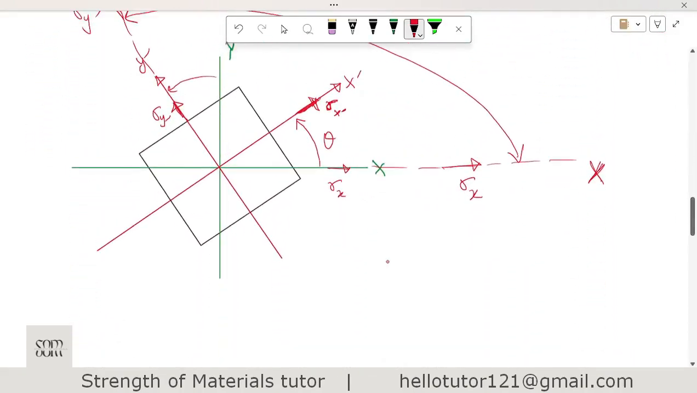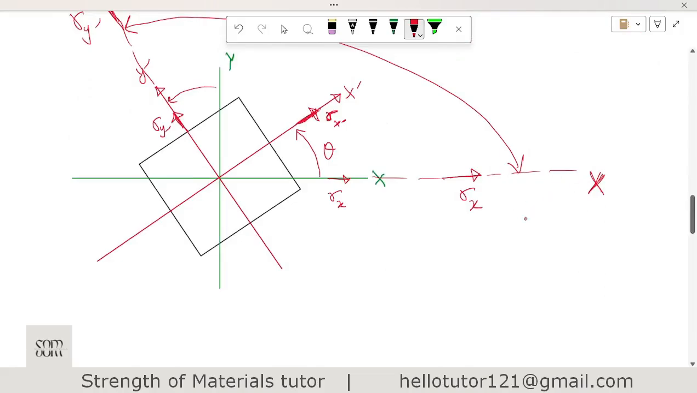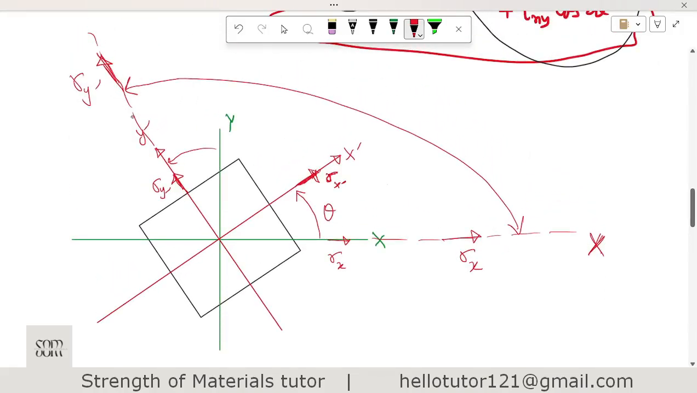So the x-axis is the old one, before rotation, and this y prime is after rotation. So this is the old and this is the new axis, and if you know the angle between them, we will be able to find the sigma y prime. Now let us find this angle.